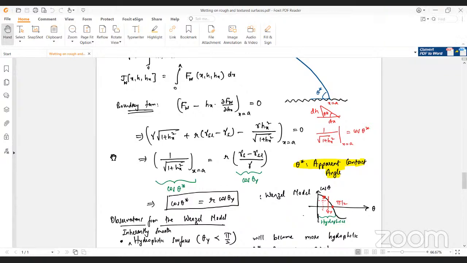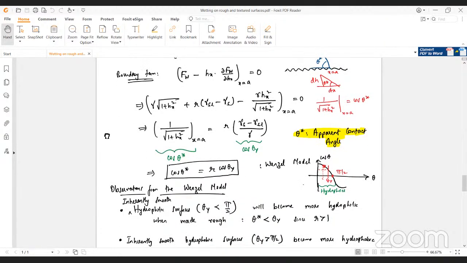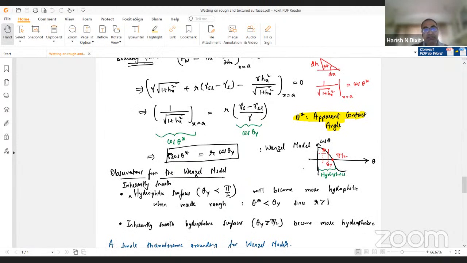And from which we get an expression like this. So we say that the effective angle theta star is related to the Young's angle through this roughness parameter R. And this tells us that surfaces which are hydrophilic to begin with become more hydrophilic if you just roughen them. Of course, you have to keep in mind that the roughening process should not change the wetting characteristics of the surface for the statement to be valid.